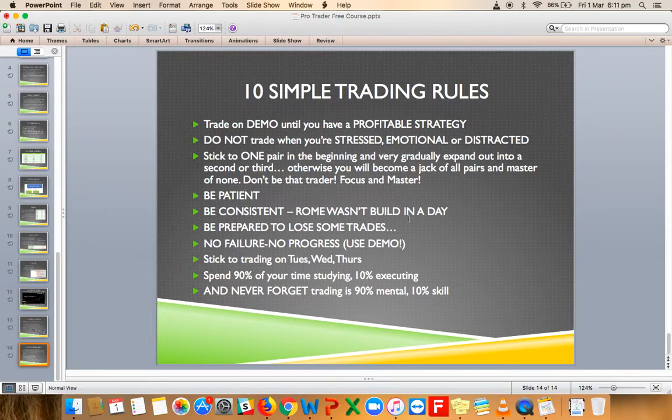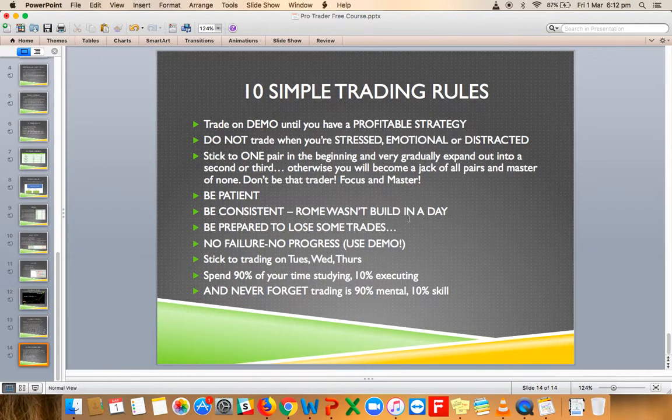Be patient. That's another rule. Very important. Be consistent is another rule. Rome wasn't built in a day. You have to be consistent. It's not that you try this today, tomorrow you switch and try something else. Be prepared to lose some trades. You will always lose some trades. You can't win all trades. No failure, no progress. So use your demo and fail as much as you can. When you go on live trading, you become a little bit more confident.